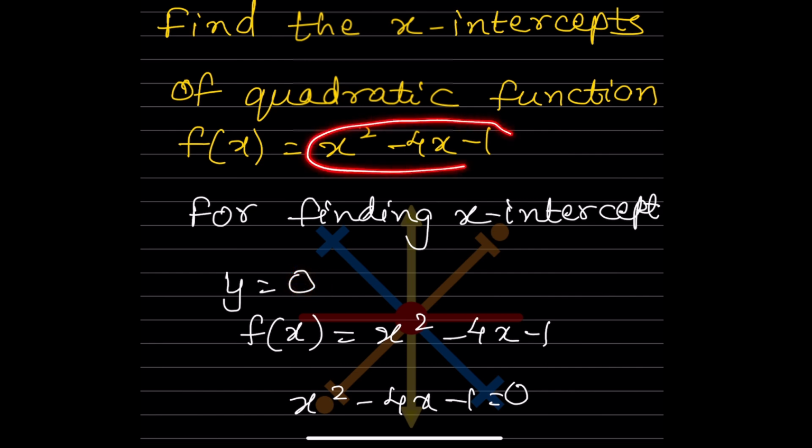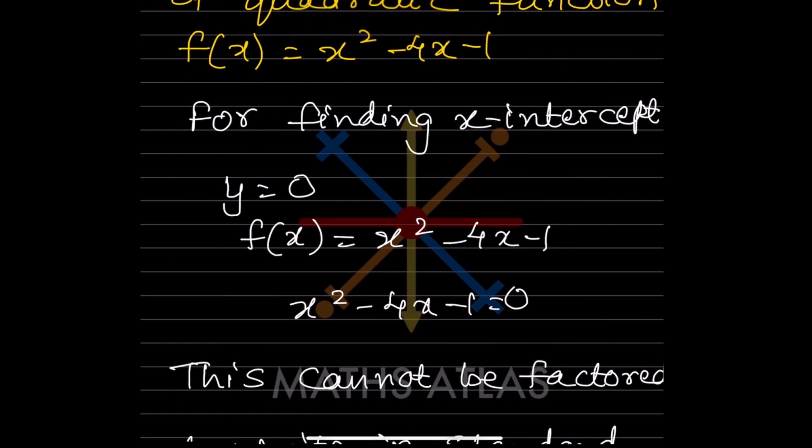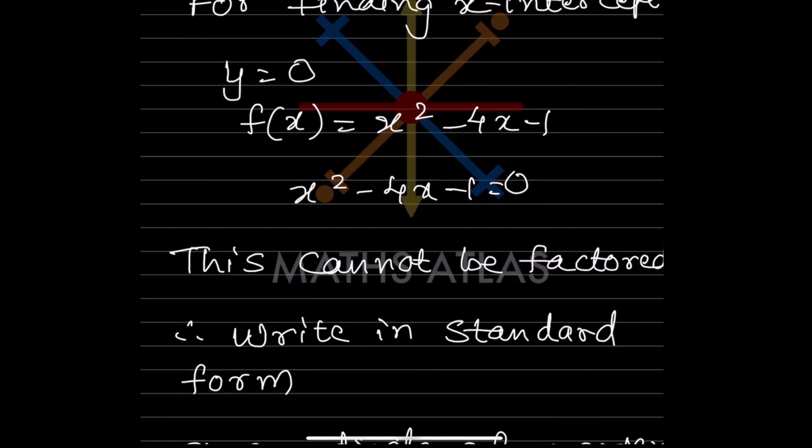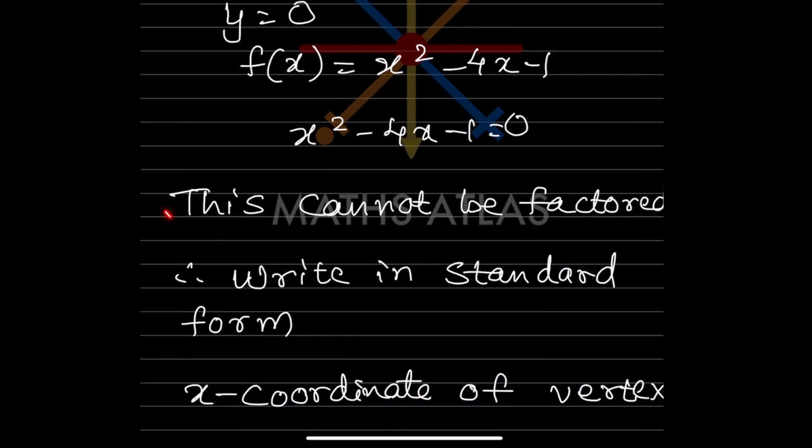So now see here, whenever we see the coefficients 1 and minus 1, 1 into minus 1 will be minus 1, but this is 4. So you cannot do it with the help of the factorization method. This is a quadratic equation, but you cannot factorize it. So what we will do here, first thing, you write the equation here. This cannot be factored, so you have to write it in standard form.